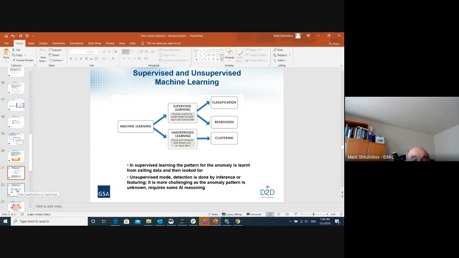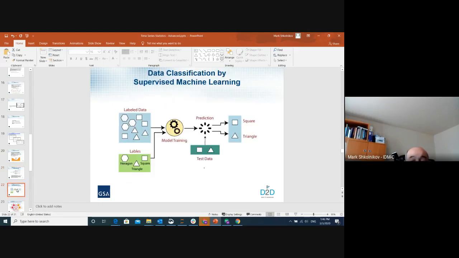So just a few words about classification. Again, something we will probably not be doing with Excel, but I think it's easy to explain, and this explanation stays with you and helps you understand other things. So we have a data set that is labeled, a data set called squares, triangles, and hexagons.